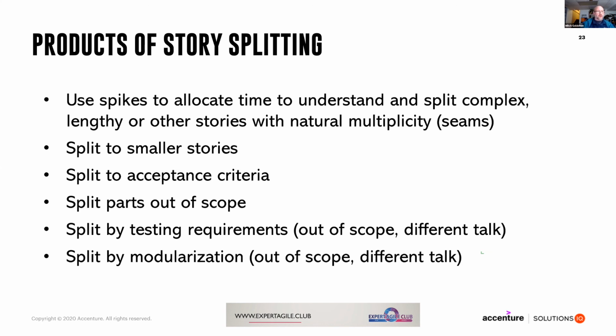Sometimes we will split a story into a bunch of little stories. Sometimes we will split a story in such a way that we change part of the story to an acceptance criterion. Sometimes we'll split a story and part of it will come out of scope. There are a couple of other ways that we can split, but we don't have enough time to talk about them, which is to split by testing requirements. Briefly, that means if there are certain features that you need to test more or less rigorously, sometimes we will split those stories because the testing becomes a constraint on the delivery of that value. But that's out of scope for this talk.